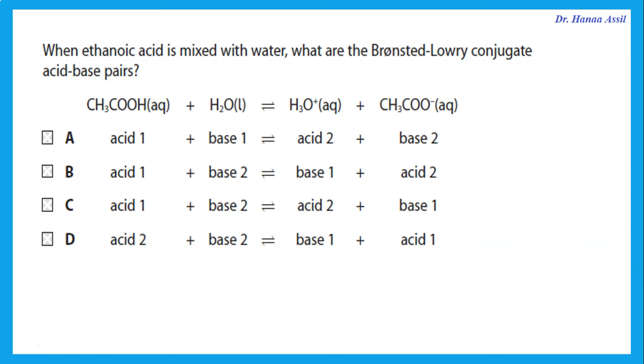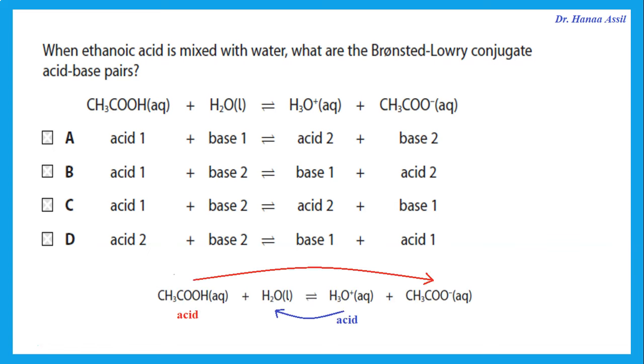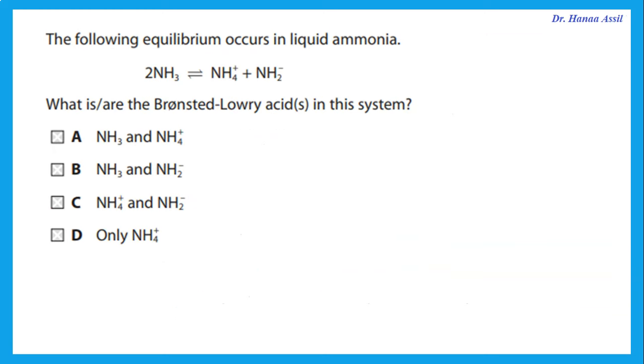Again, when ethanoic acid is mixed, what are the conjugate acid-base pairs? So if we have this, the ethanoic loses the H+, so that's the acid, and the H3O+ going back, that is the one that loses a proton and becomes a conjugate base. So remember that the ethanoic will lose a proton to form base 1, and the acid H3O+ will lose a proton and become base 2.